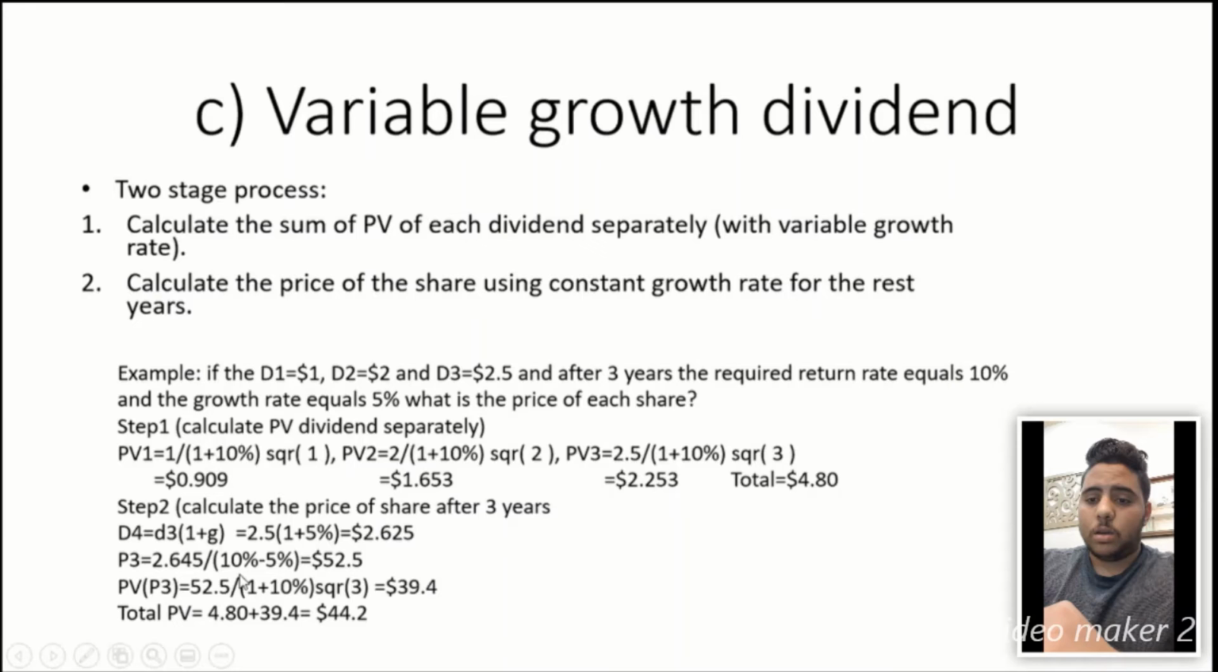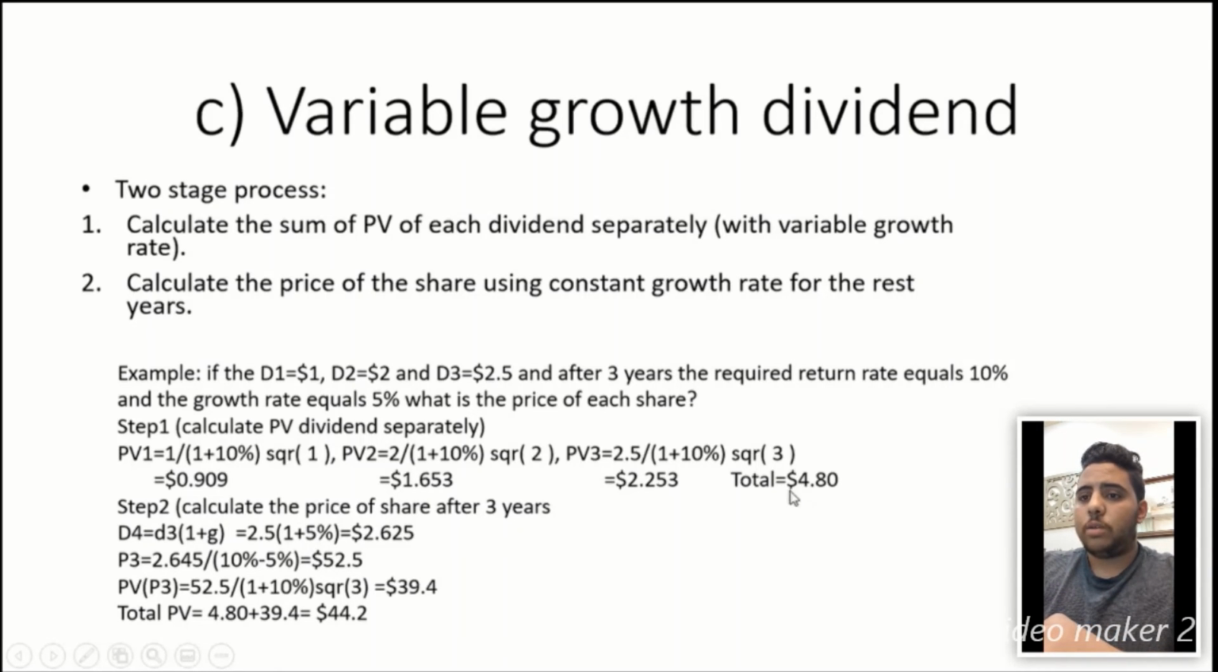After that we get the PV, the present value for that price. We get 52.5 over 1 plus 10% to the power 3, because it's the third year, which is equal to 39.4. We get the total PV, which is 39.4 plus the PV of the beginning 3 years, which is 4.8, which gives us the total PV of $44.2.